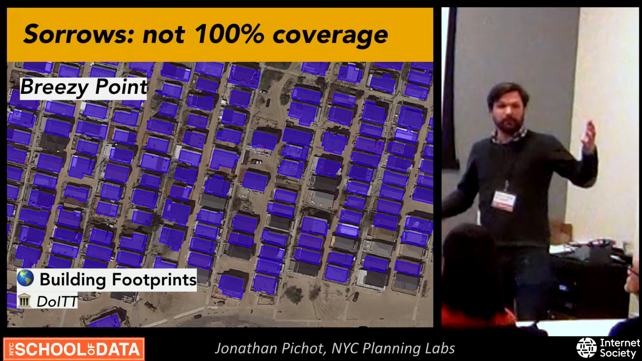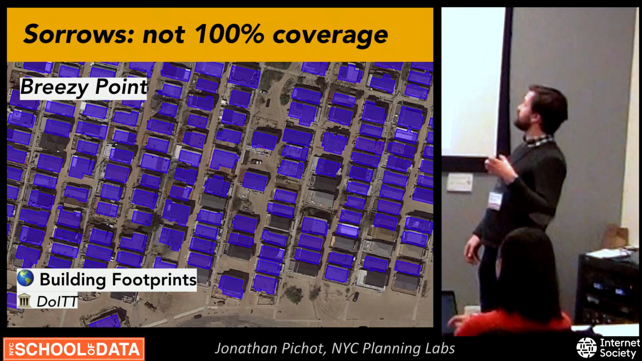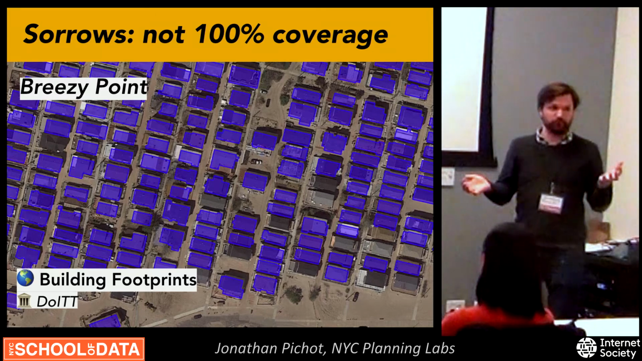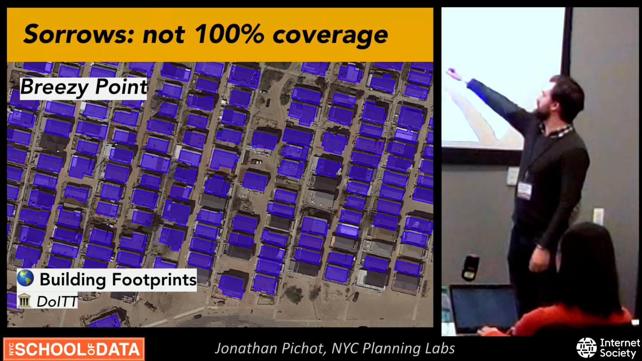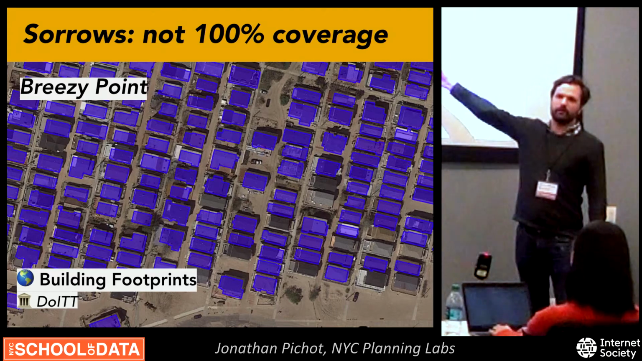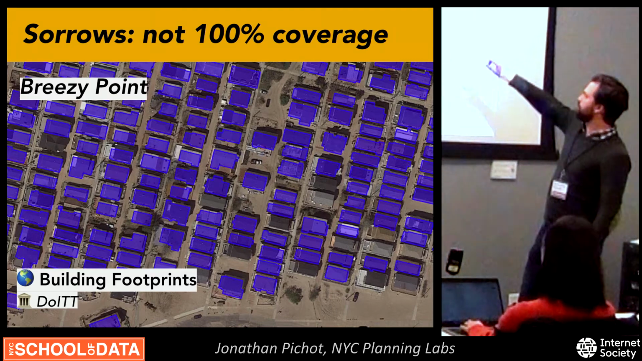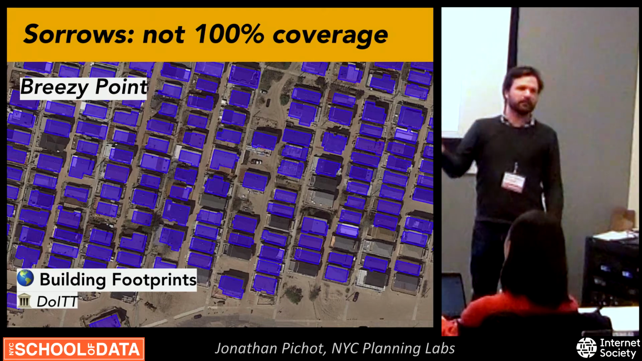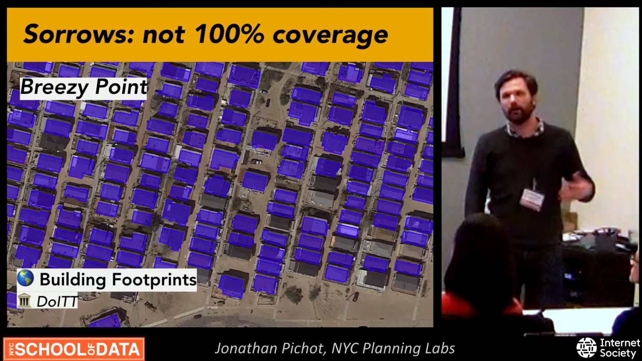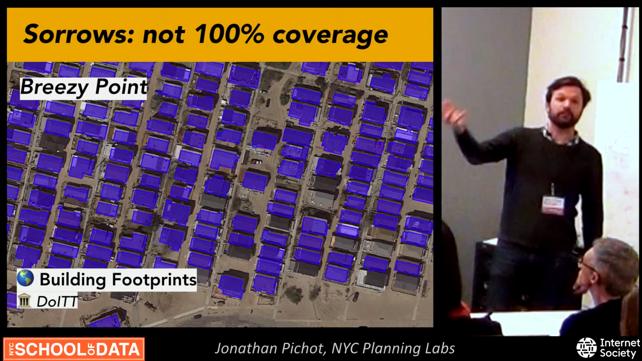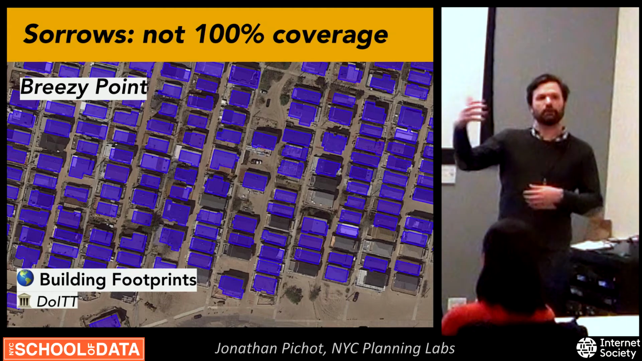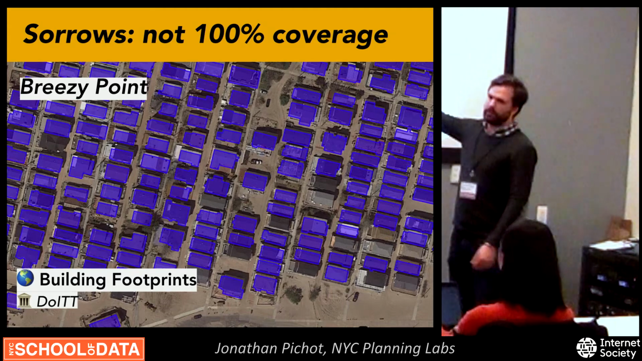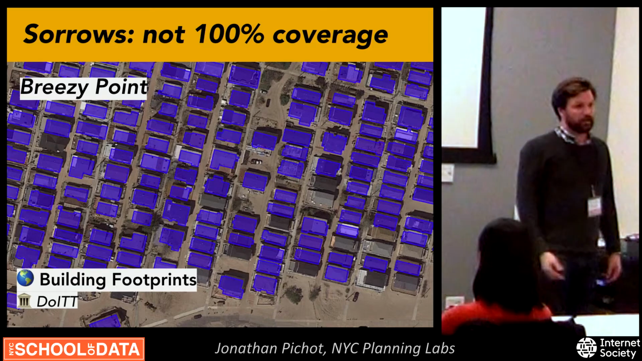Another sorrow, and this is me going back to the work of geographic research, is that we don't have 100% coverage. This is back to Breezy Point, and you'll see a few buildings here. The underlying satellite imagery here is Google. You'll see a few buildings that are missing. This is particularly because of Hurricane Sandy, where buildings were decommissioned as non-existing anymore. So the bin was removed, they were rebuilt, and we haven't yet gotten to adding them to the building footprints data set.